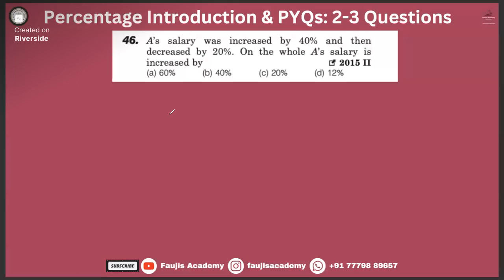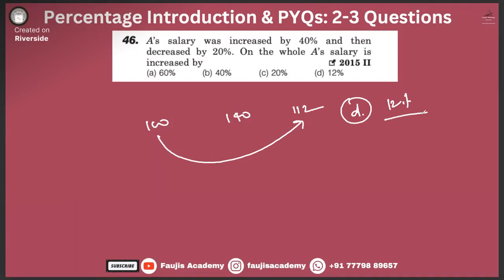Do this one. 100 was his initial salary. Increased to 140. Then decreased by 28, then 112. Option D, sir. Yes, D. Overall increase is 12%. That's it. This is nothing but into 1.4, and into 0.8. Why 0.8? Because it has decreased by 20%.